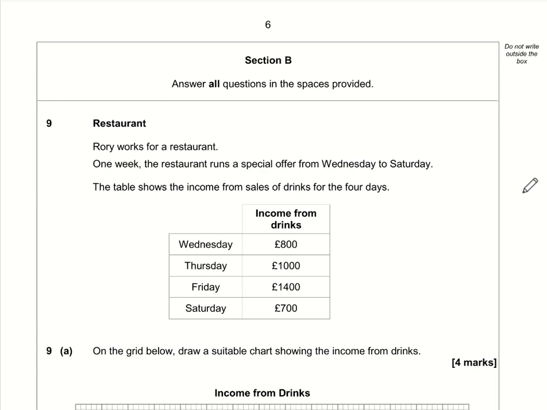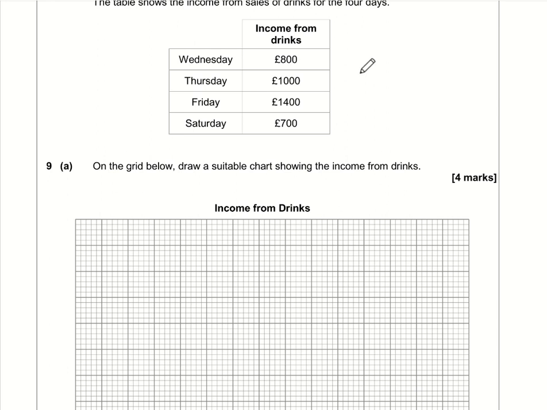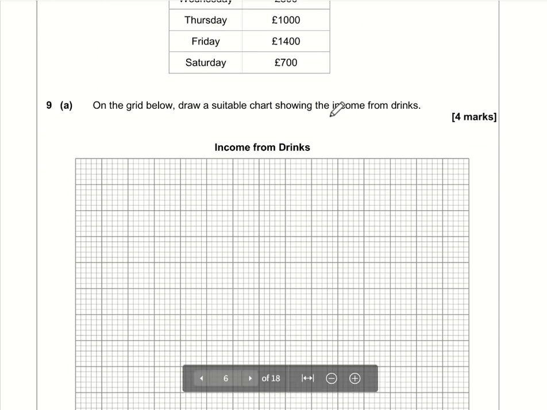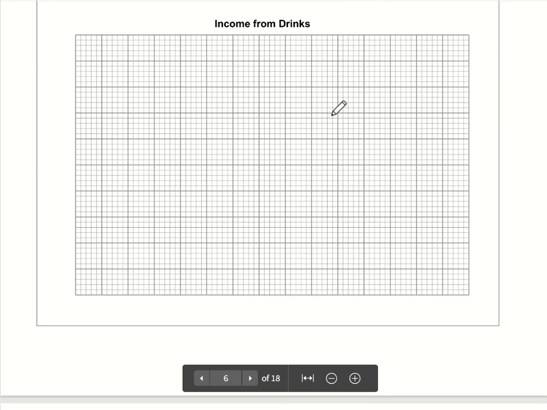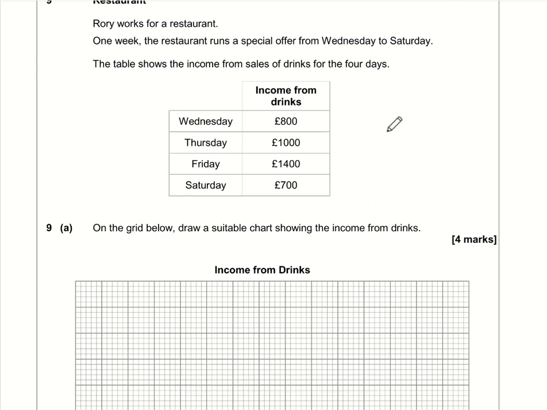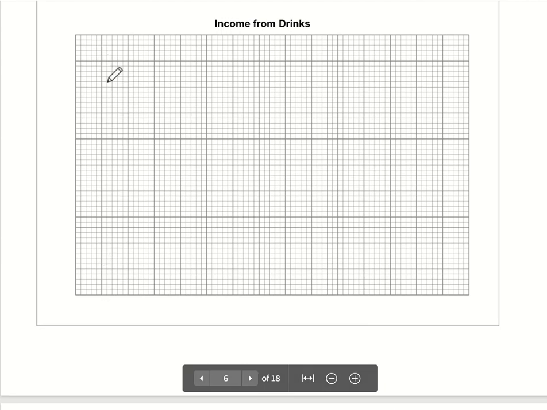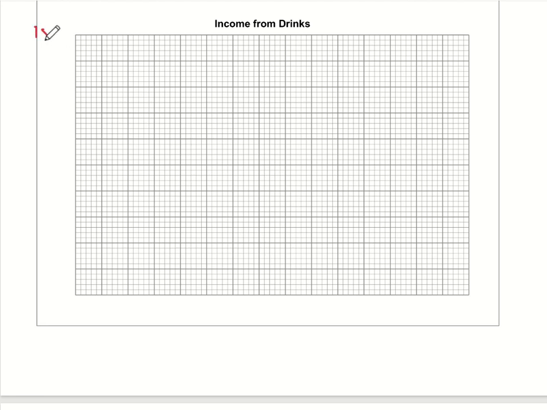Okay, on to section B. So what we need to do is draw a suitable chart showing the income from drinks. So I think the easiest thing to do is a bar chart. So the problem here is we've got plenty of width, so we can easily do 4 bars. It's just the height I'm a bit worried about because I need to go up to 1400 and I don't have 14 squares. So that might mean that, well, let's start at 1500 and work backwards.